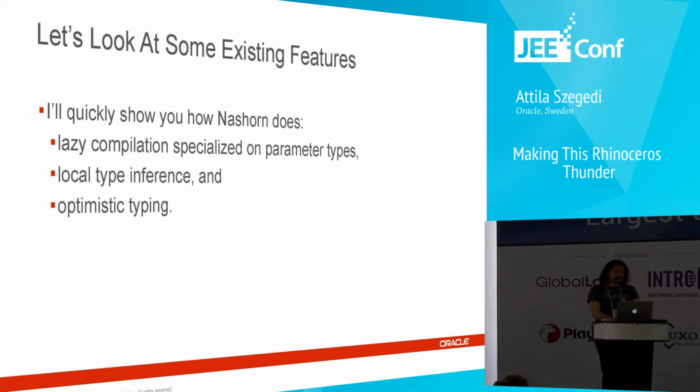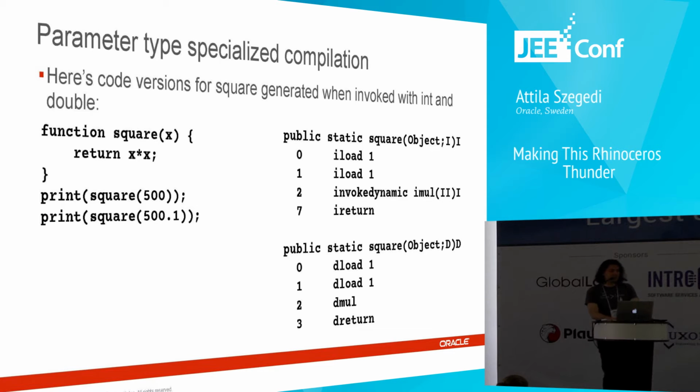So I'll show you how we do our smarts. For instance, parameter type specialized compilation means that if you have a very simple function here that just takes an argument and squares it, and you invoke it twice, passing an int once and a double the other time, Nashorn will actually generate two code versions. One that operates on ints and another that operates on doubles. You can see them there on the right side.